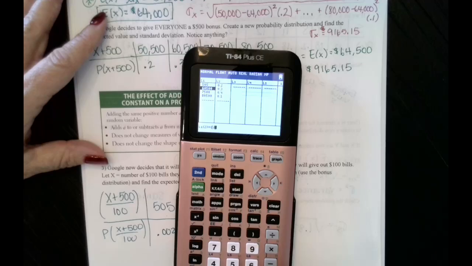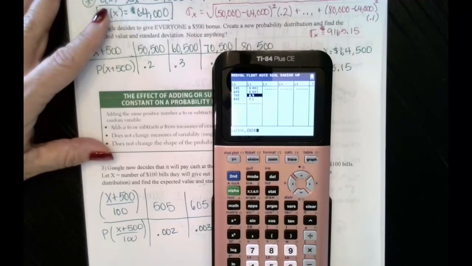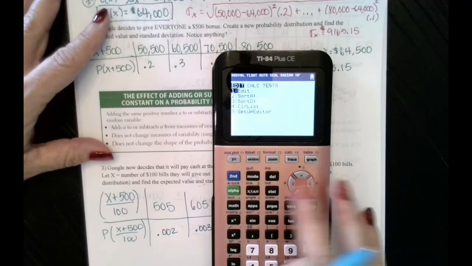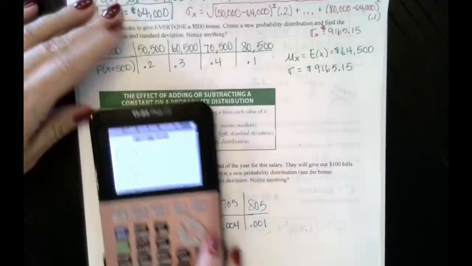So let me change this distribution that I have here now. And I would have 505. And then I'm going to change these. 3. All right. And then I'm going to run this. Okay. So here's what I have.